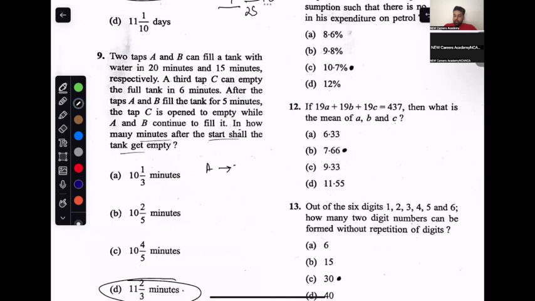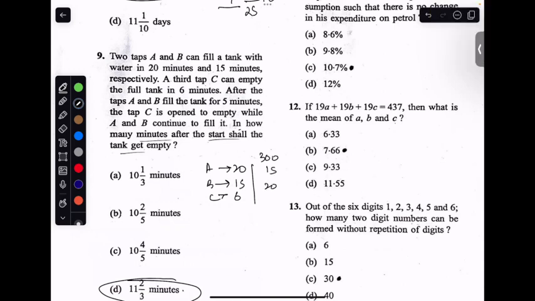2 taps. A can fill a tank in 20 minutes. B can fill it in 15 and C can empty it in 6. What's my LCM? Let me just solve it up. Sorry, the LCM would now be 60. So 60 minutes total work. A's efficiency, 60 divided by 20, that's 3 units, 4 and 10 units.